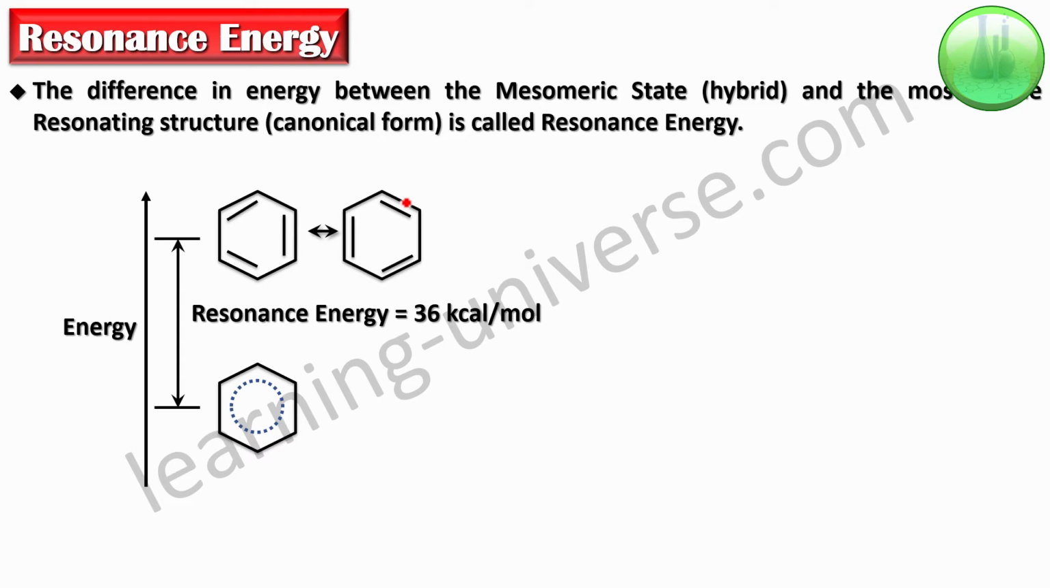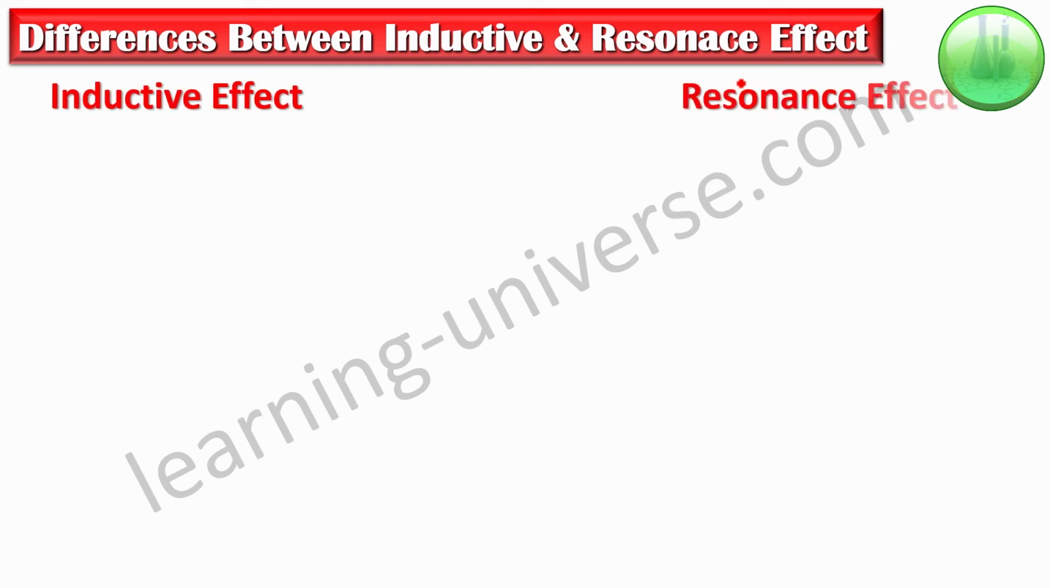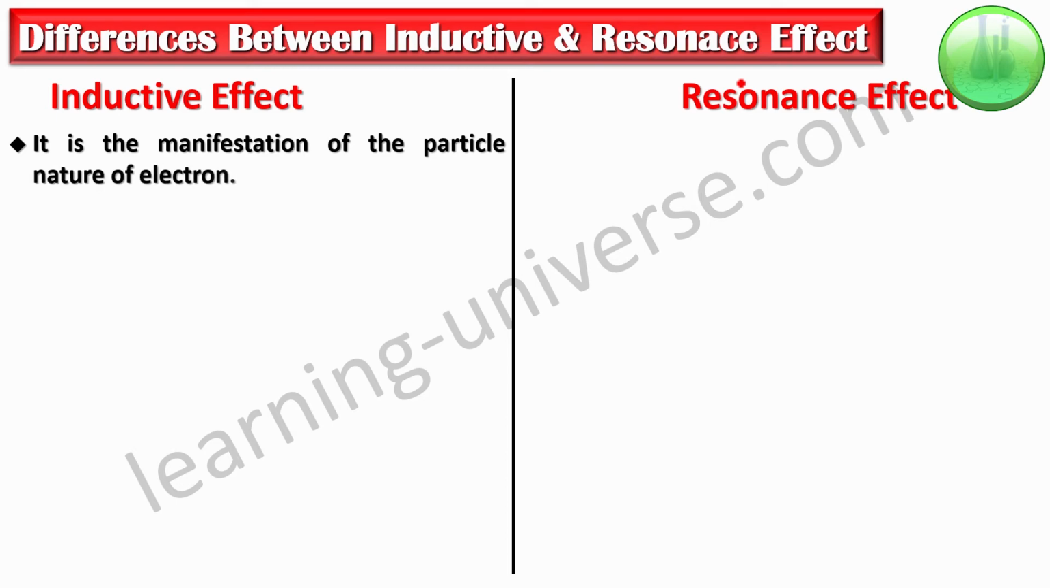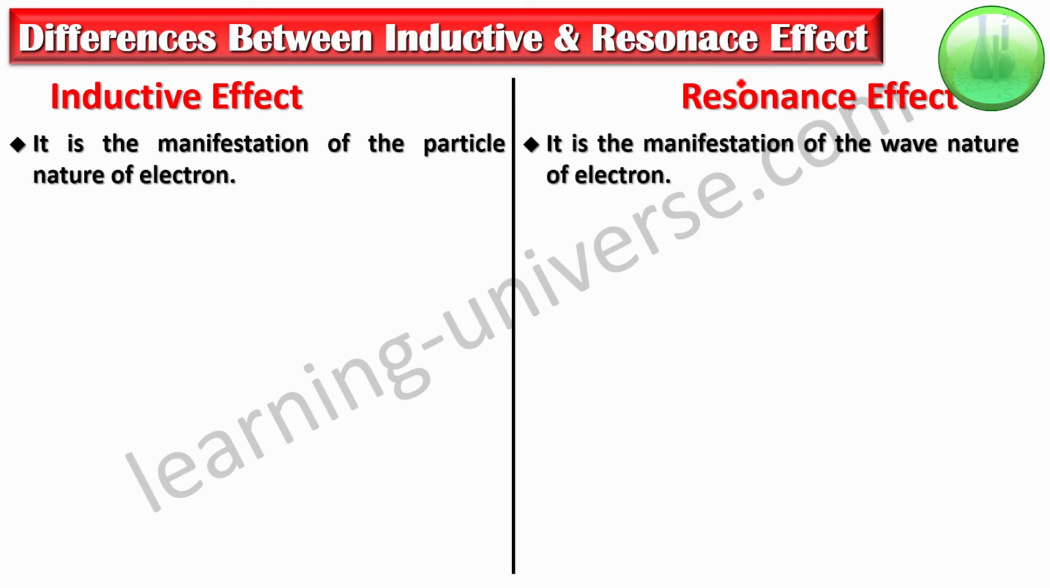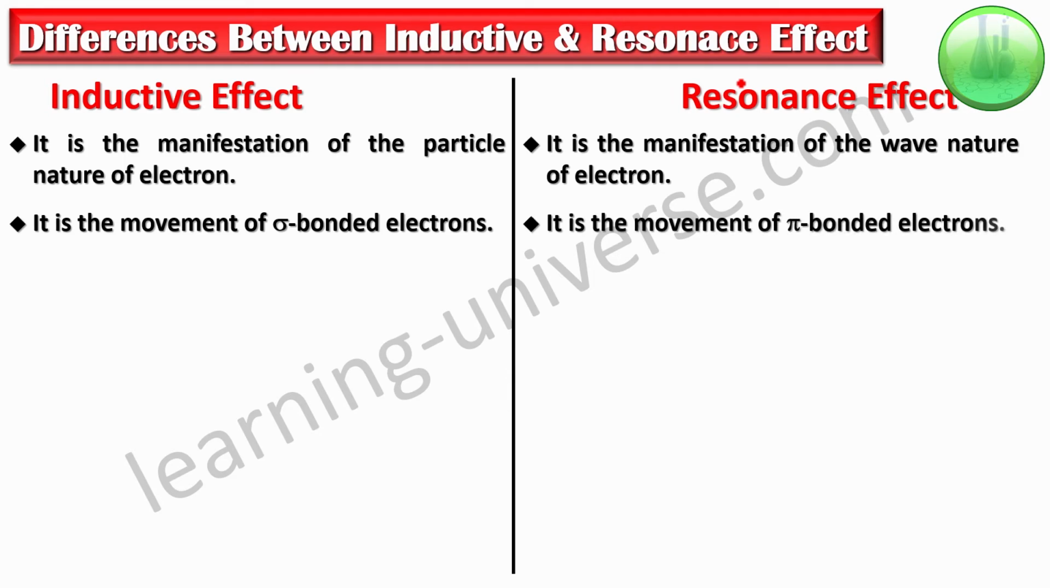So quickly, now let's end this lesson by looking into the difference between the inductive and the resonance effect. And I have a small spelling error here. Please don't mind that. So inductive and resonance. So now I correct the spelling. And the differences are like this. Inductive, as we said, is a manifestation of the particle nature of the electron. Resonance is the manifestation of the wave nature of electron. Inductive is the movement of sigma bonded electrons. Resonance is the movement of pi bonded electrons.